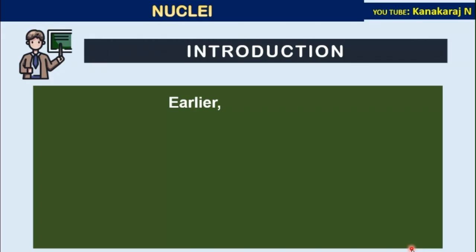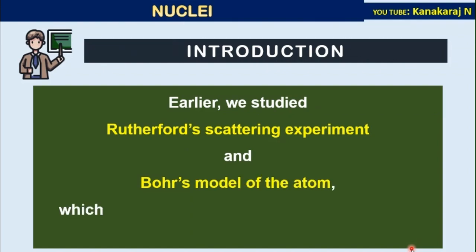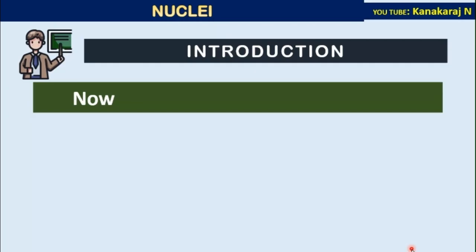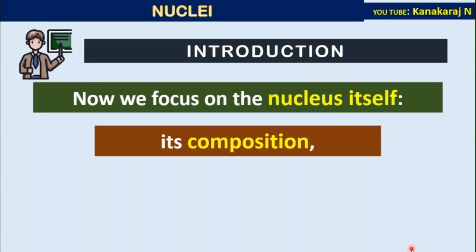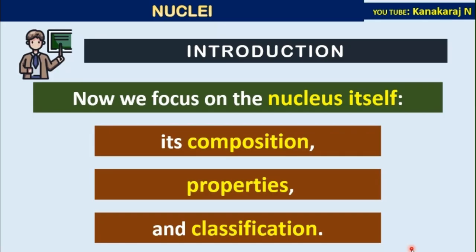Introduction. Earlier, we studied Rutherford scattering experiment and Bohr's model of atom, which explained how electrons orbit around the nucleus. Now, we focus on the nucleus itself, its composition, its properties, and classification.